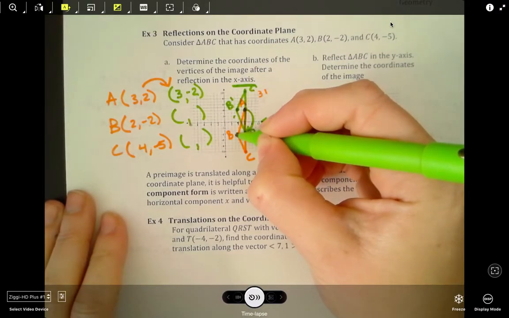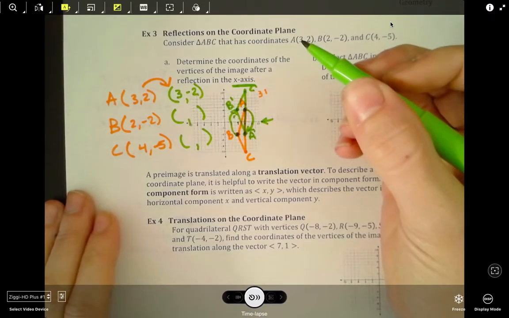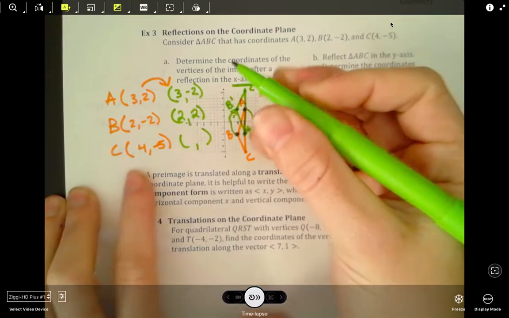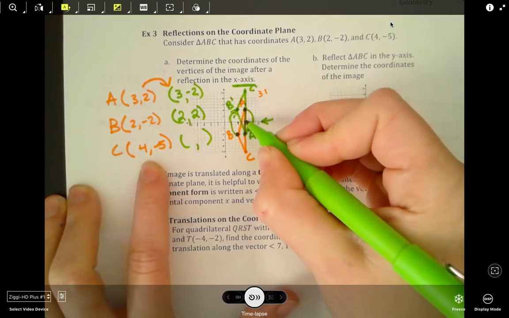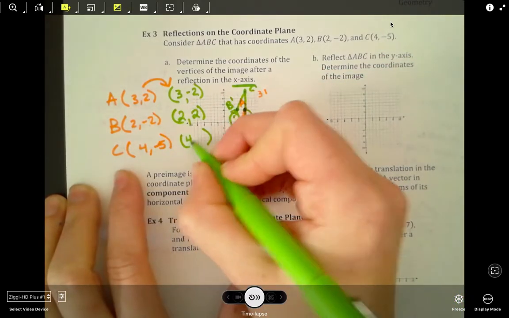And then B was at 2, negative 2. So he was down here, and then we moved him up here. What happened to him? 2, positive 2. And this one was at 4, negative 5, and now he is at 4, positive 5.